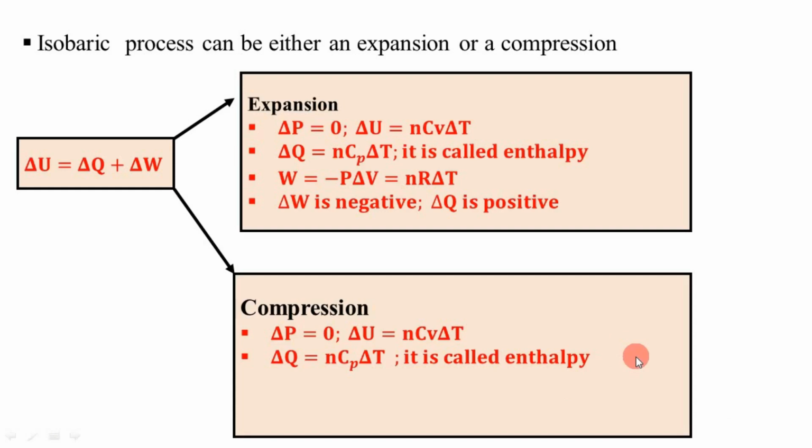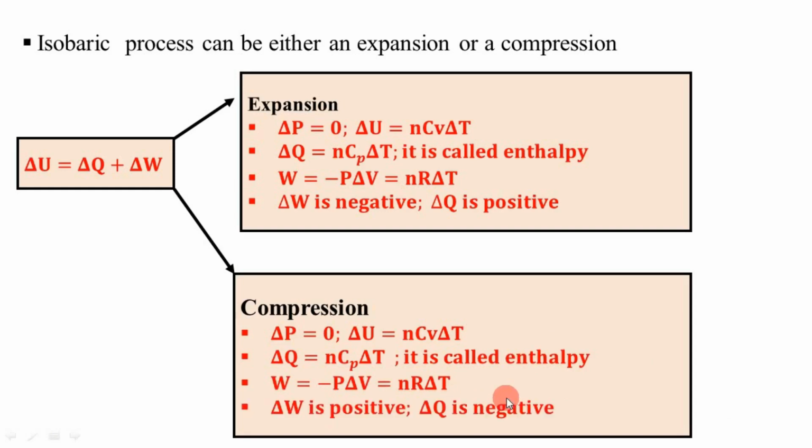In this case, the work done is equal to negative PdV, which is equal to nRdT. Then we have the work done, which is positive because the system is compressed. In compression, the work done is positive, and delta Q, or the heat, is negative, because when you are compressing, the heat is going to increase, and to get a constant pressure, heat must be removed. There is a release of heat so that the pressure can stay constant.